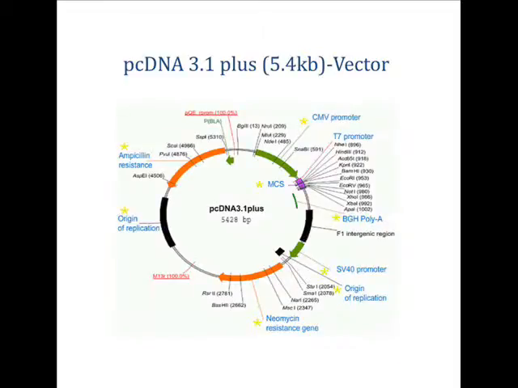I have employed pcDNA 3.1 plus vector for this purpose. Choosing a vector is an important part since this should contain the required origin of replication, antibiotic markers, multiple cloning site, and the promoter regions.